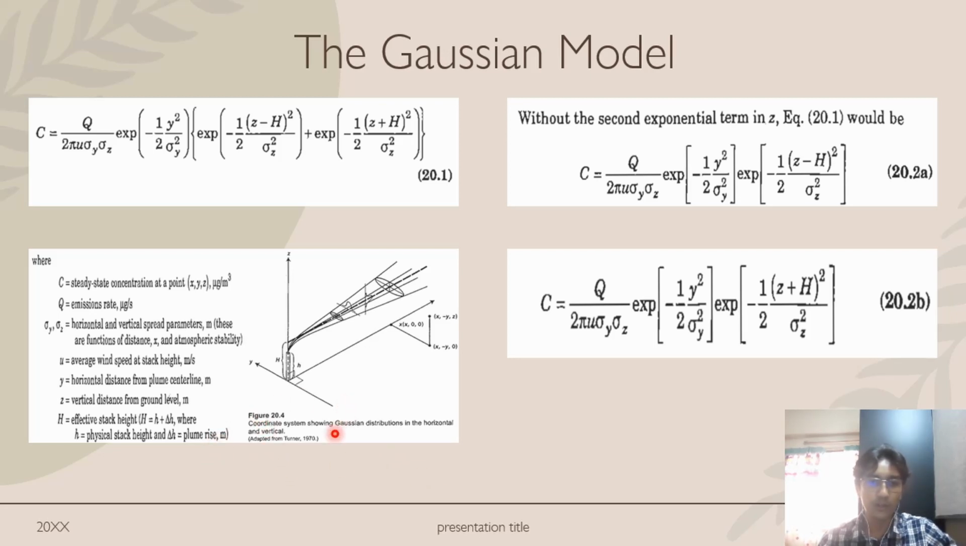On the right, we have figure 20.4, which describes the coordinate system showing Gaussian distribution in the horizontal and vertical. Now, without the second exponential term in equation 20.1, equation 20.1 can actually be split into equation 20.2a and 20.2b, where the only difference is the exponential term at the back here.